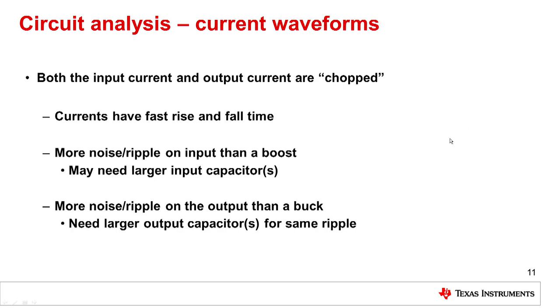So, as we mentioned earlier with the current waveforms, both the input and the output currents are chopped. They have a trapezoidal waveform. That means they have very fast rise and fall times, which in turn means that there will be more noise or input ripple than you would have for a boost, and more noise or output ripple than you would have for a buck. So it tips us off that we may need a little larger output and input capacitors in order to help mitigate that noise.